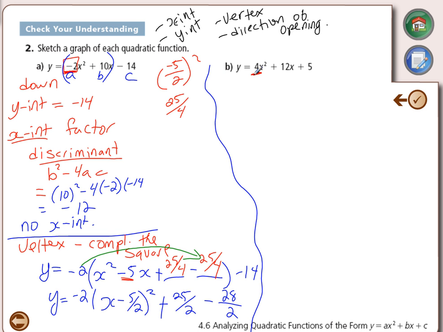All right, same process for the second one. It's opening, because it's a positive a value, it's opening up. Y-intercept. Y-intercept is 5. X-intercept.